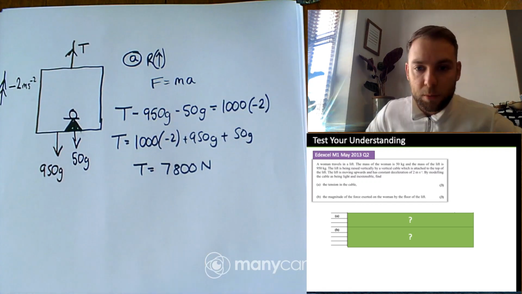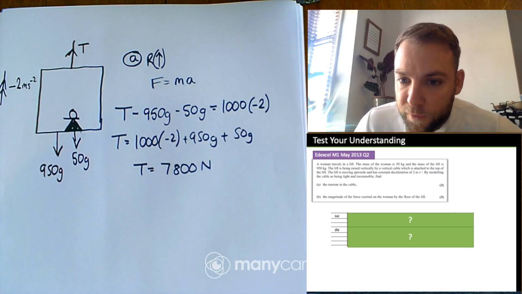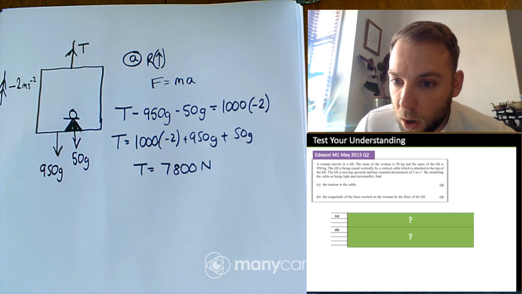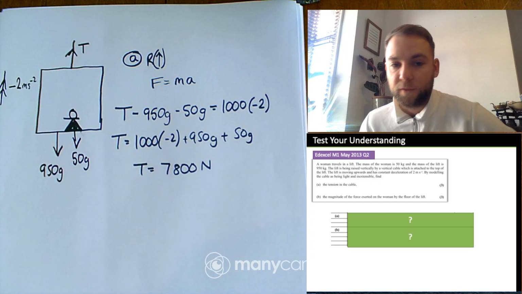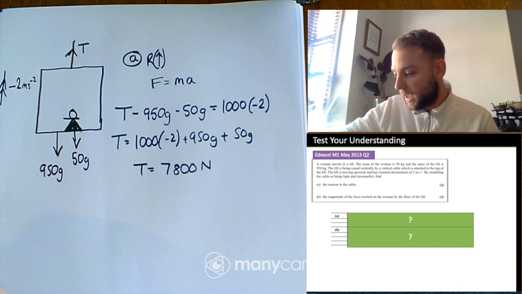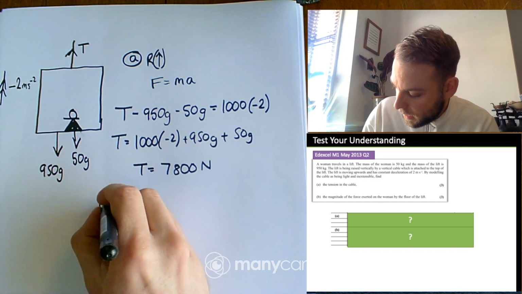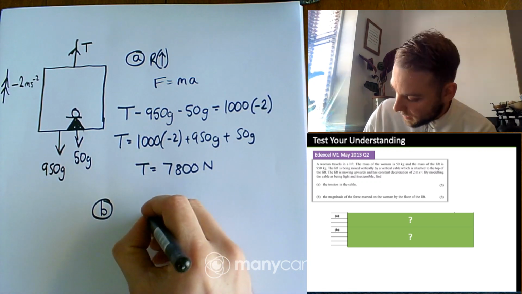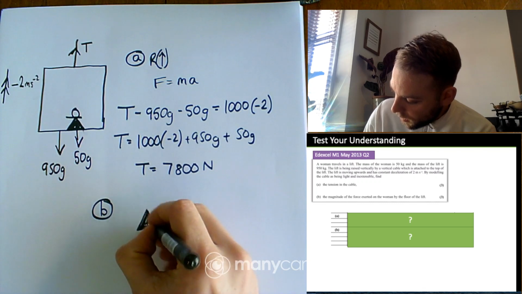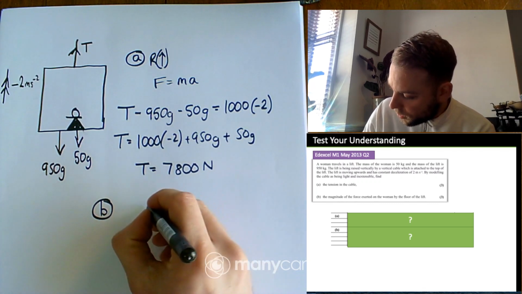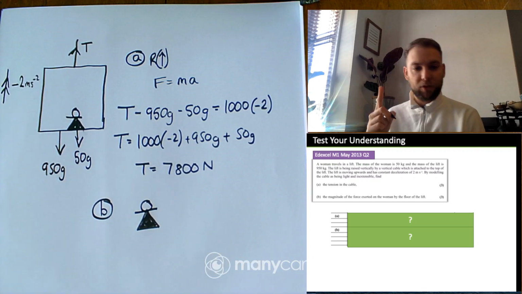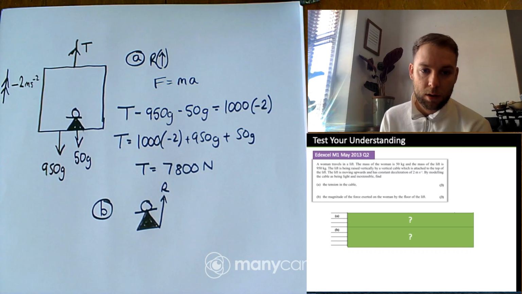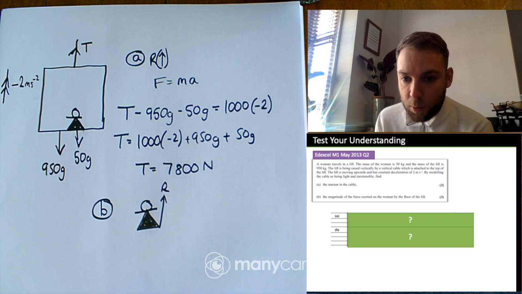So next up, let's have a look at B now. The magnitude of the force which is exerted on the woman by the floor of the lift. So with this one here, part B, now this is where it's a little bit different, because all we're thinking about here is this woman. Now what's the reaction force on this, which is pushing up on the woman from the lift? That's what we're looking for here.